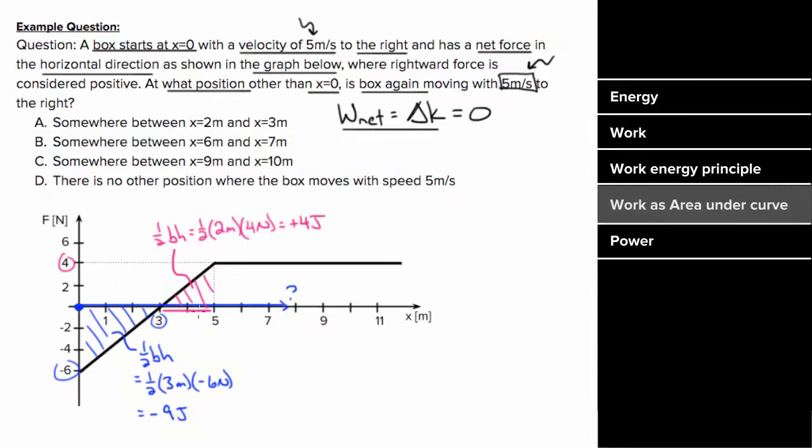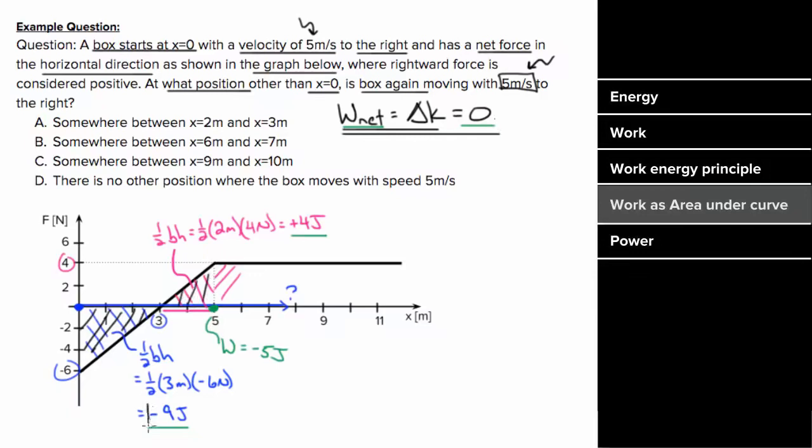So by the time that the box has made it to 5 meters, there's been a total amount of work done of -9 plus 4, which is -5 joules of work. But we want no net work done. So we're going to have to keep going until this positive area contribution is going to equal the negative area. In other words, if I can make it so that all of this negative area is equal to all of the positive area, my net work is going to equal 0.